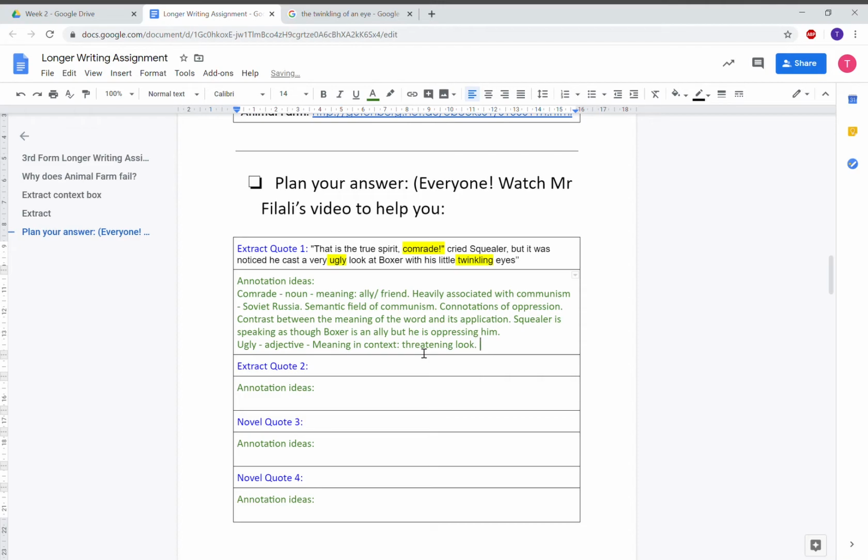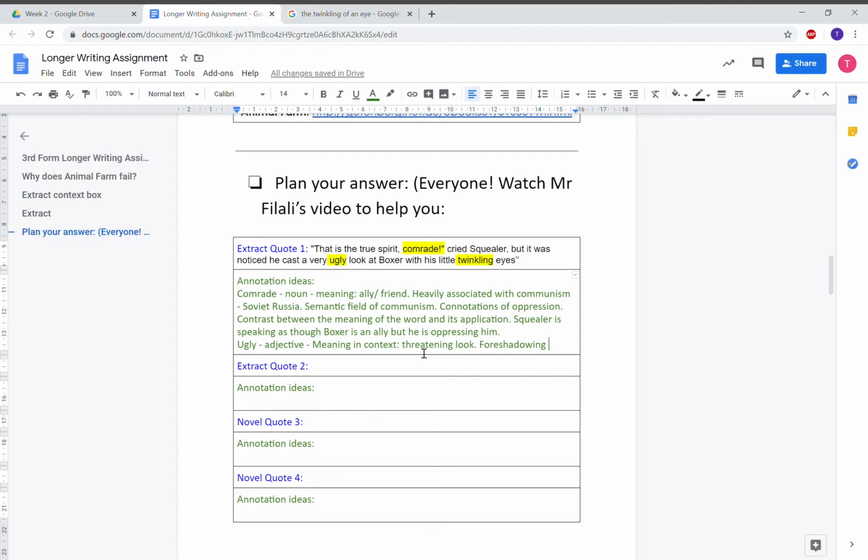I would say that this is potentially an example of foreshadowing. Foreshadowing is when you get a sense of what's going to happen later. The reason why I'd say here that Orwell perhaps is using a bit of foreshadowing when Squealer gives Boxer an ugly look is because this is the first sense that the reader gets perhaps that the pigs are going to try and do something to get rid of Boxer.